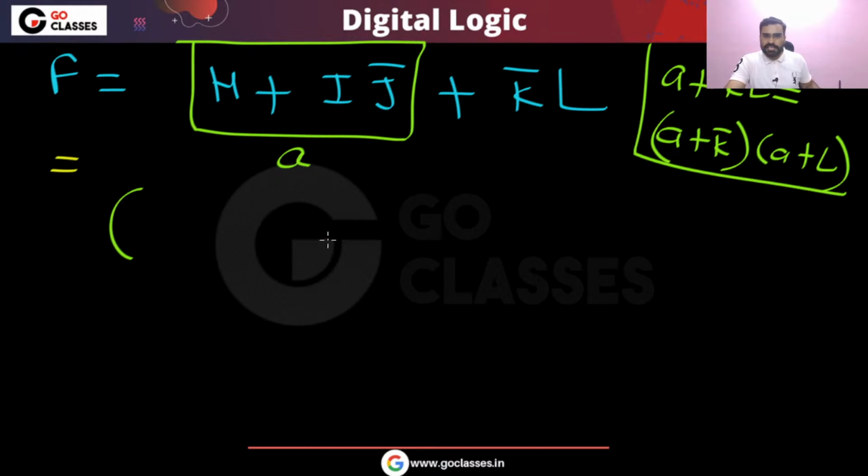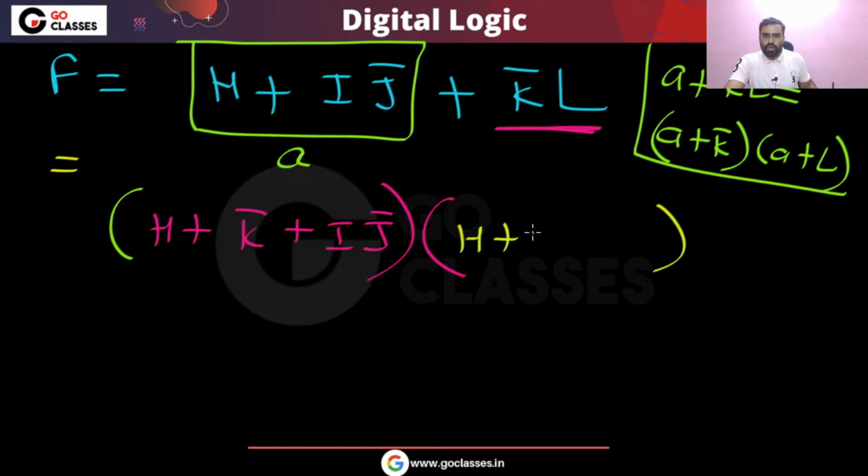So just think of this as A. If you think of this as A, then you will get A or K bar L, which is A or K bar, A or L. So you will get H or K bar, or I J bar. Also you will get H or L, H or L or I J bar. Okay, so this is what you will get.